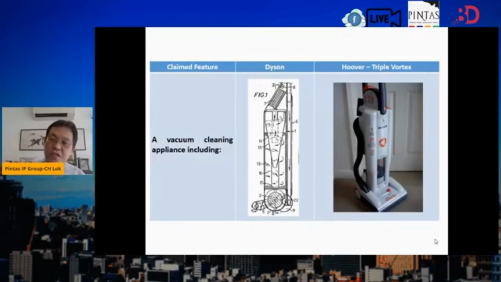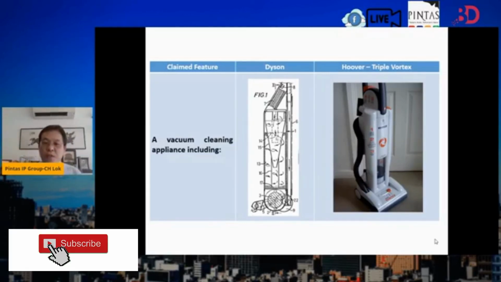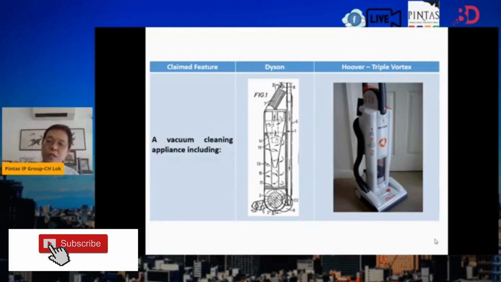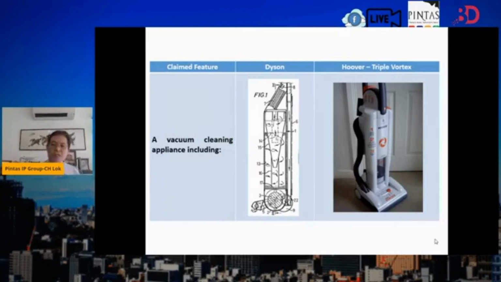So when Hoover came up with the Tri-Pax triple vortex having three chambers, this matter went to court, and in the court, what the judge will do is compare the claim with the infringing product side by side to see whether the infringing product has all the elements claimed in the patent claim or not. If all the elements in the patent claim are there, that will be an infringement, because what you own is actually the combination, and whether the combination is found in the infringing product will determine whether there's any infringement. So it's a side by side comparison.